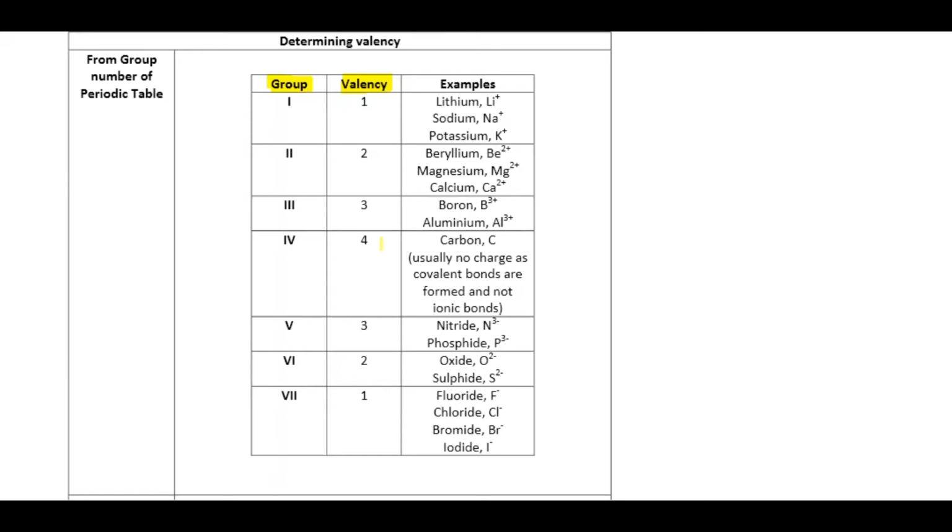However, group 4 elements, for example carbon, usually have no charge because they form covalent bonds, which means that they share electrons, and electrons are not transferred to or from them. So they do not gain or lose any electrons. As a result, they do not gain a charge. Instead, they share electrons, so there will be no charge, right? Because they form covalent bonds instead of ionic bonds. Okay, so group 5 will have once again a valency of 3.